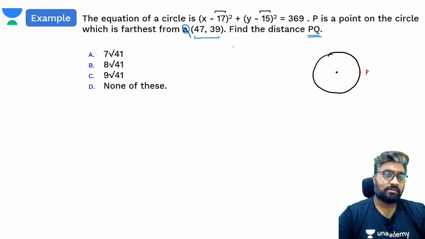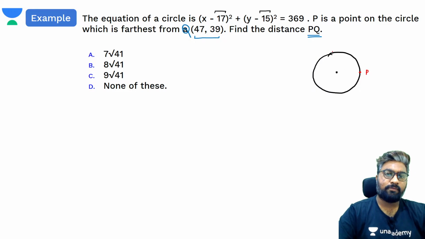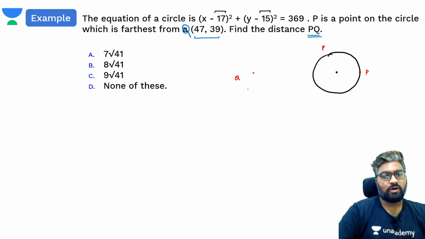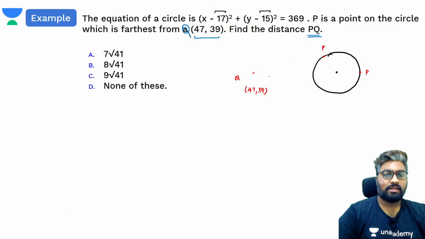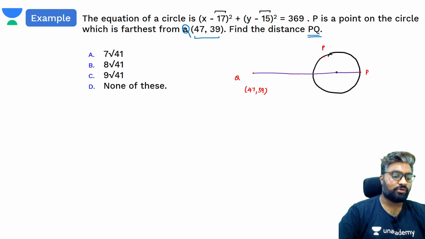which is farthest. This is the most farthest. If point Q is here, what will be the farthest P can be? Like this, correct? Perpendicularly. If P is here, this distance is shorter. This distance is short. This is the farthest P can be. So Q, which is 47,39, is farthest from P. They want us to find out how much this entire distance PQ is.